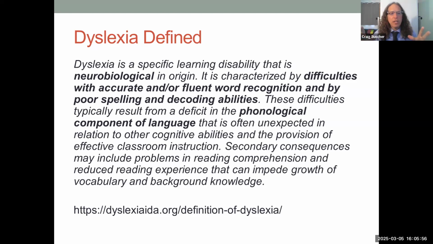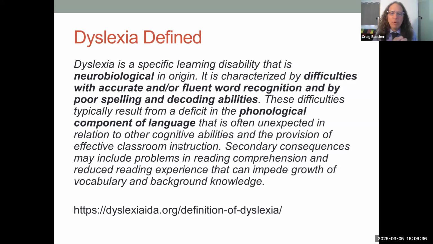This was a definition that was created when a group of researchers came together, and it has been around for quite some time now. I'm kind of waiting, I feel like around this time they would think about this and maybe make some tweaks, but I haven't seen anything yet. But here's our definition of dyslexia: a specific learning disability that is neurobiological in origin, characterized by difficulties with accurate and/or fluent word recognition and by poor spelling and decoding abilities.